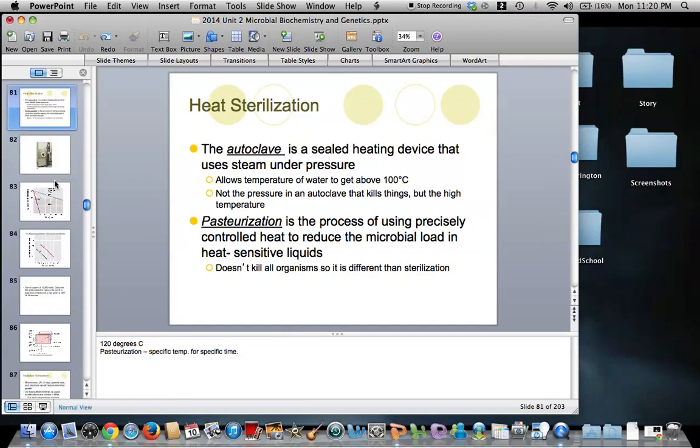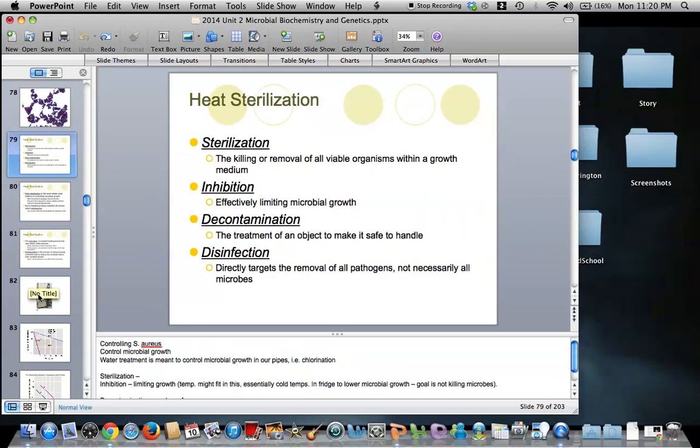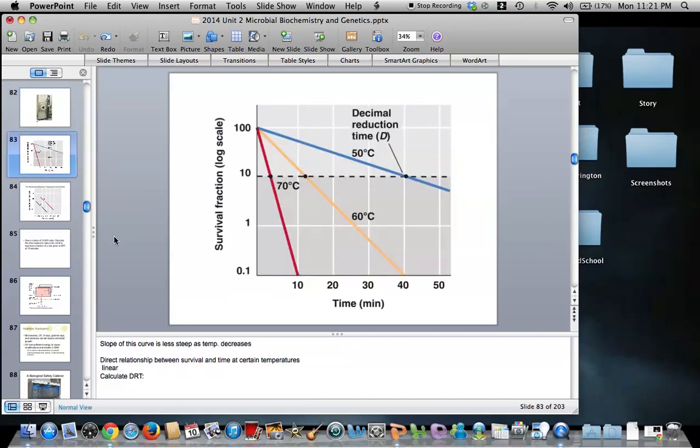Autoclave is the most common example. Basically, it uses 120 degree steam and pressure and kills everything. Pasteurization uses more precisely controlled heat to reduce microbial load, so pasteurization is not a sterilization procedure. Alright, so that's an autoclave, and anything living except for some extremophiles and viruses should be gone after it's done. Make sure you open up your stuff a little bit before you put it in, otherwise it will explode. And it should not be plastic, because it will melt.